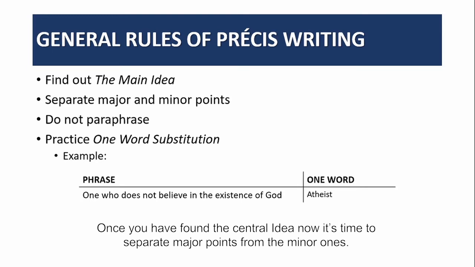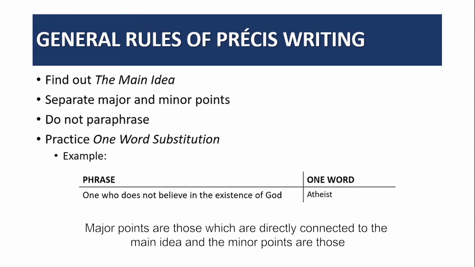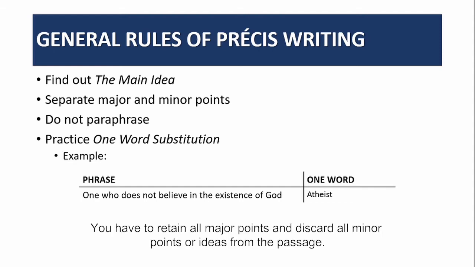Once you have found the central idea, now it's time to separate major points from the minor ones. Major points are those which are directly connected to the main idea, and minor points are those that are not directly connected to the main idea of the passage. You have to retain all major points and discard all minor points or ideas from the passage.